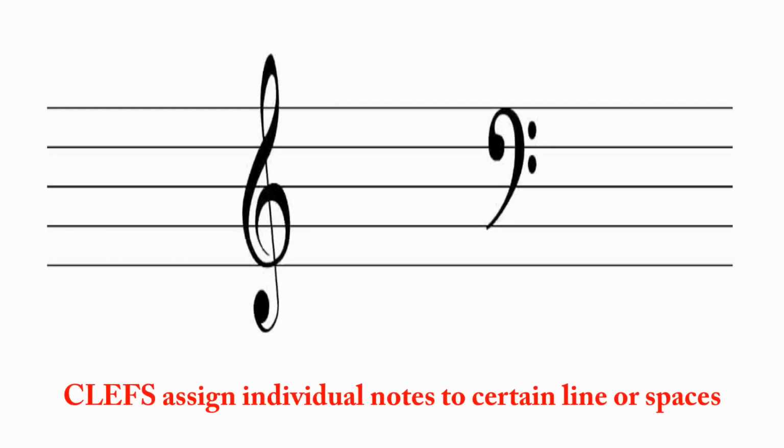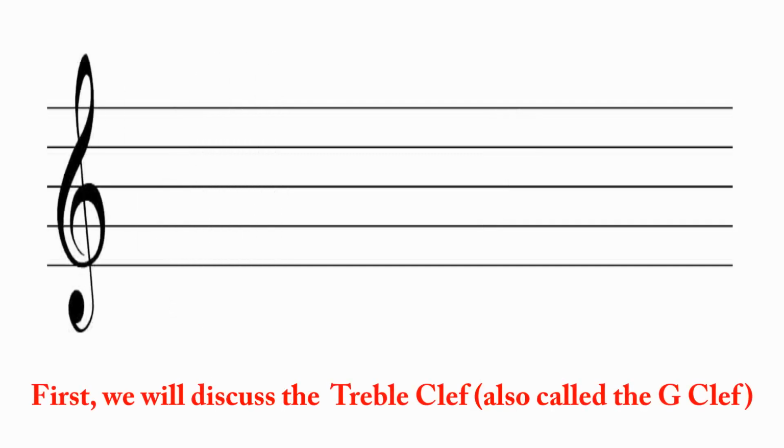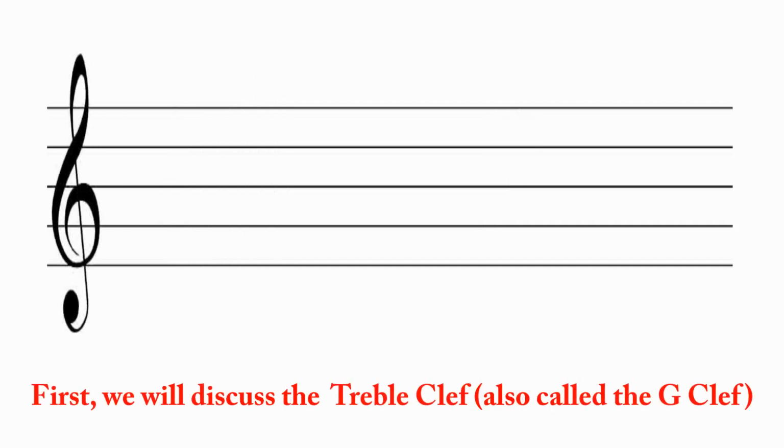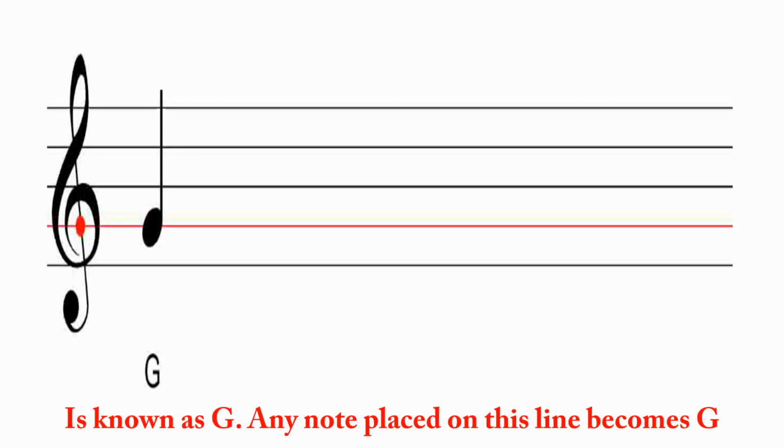Clefs assign individual notes to certain lines or spaces. Treble clef and bass clef. First, we will discuss the treble clef, also called the G clef. The staff line which the clef wraps around, shown in red, is known as G.